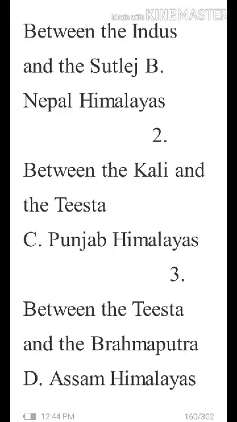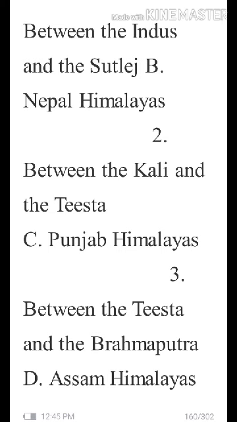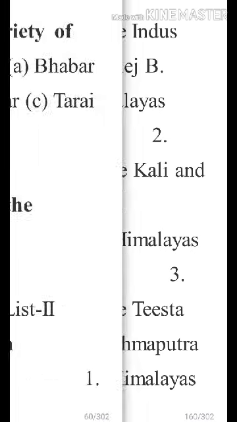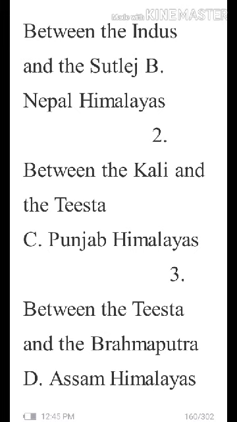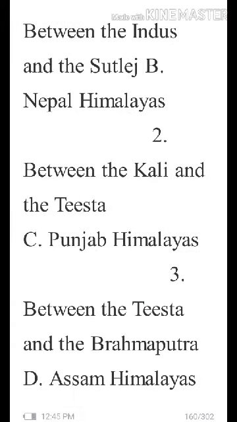Next, Nepal Himalayas is between the Kali and Tista. Nepal, Kali and Tista. Next, Punjab Himalayas are between the Indus and Satluj. Okay, between the Indus and Satluj. Nepal is Kali and Tista, and Punjab Himalayas between the Indus and Satluj.